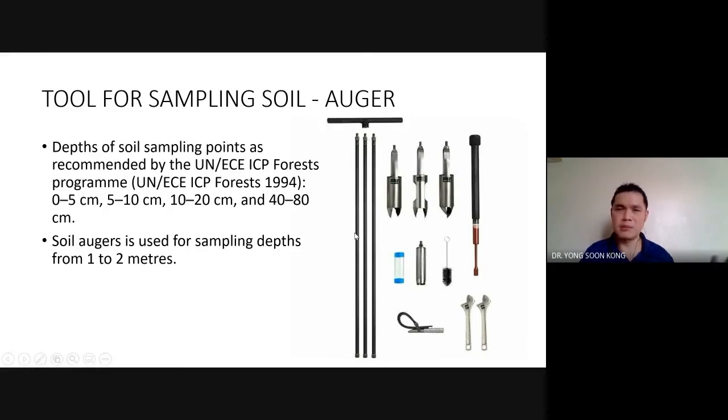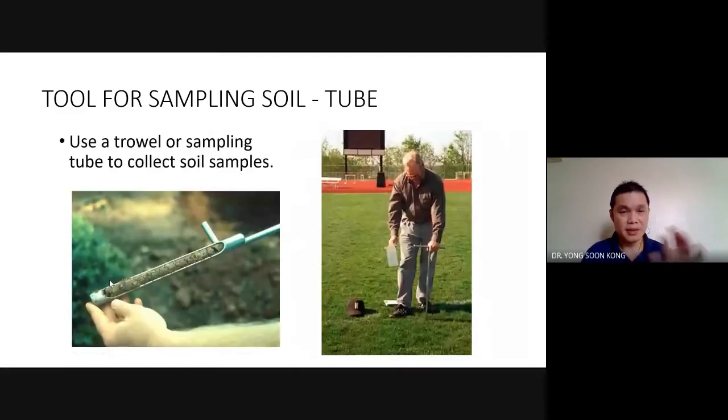So if 3 poles, maybe 5 to 6 meters. I haven't heard people go deeper than that. It's quite impossible. So yeah, augers, the length, I'm sure you know, is between 1 to 2 meters. And there is another one. Apart from auger, the other instrument you also used before is called a tube.